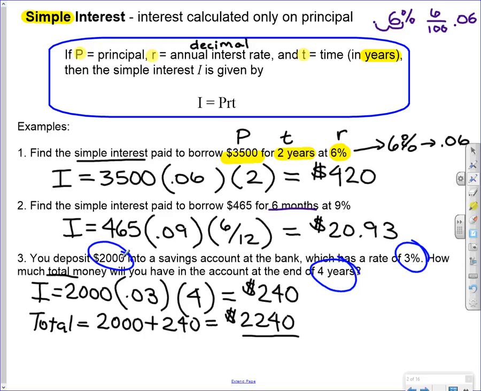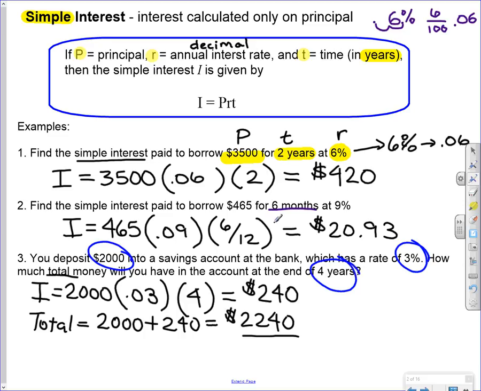You deposit $2,000 into a savings account at the bank, which has a rate of 3%. How much total money will you have in the account at the end of 4 years? All right, one of the tricky things about some of the homework problems in this section is that students just don't read correctly what they're supposed to be answering. So there's two different ways we could ask problems about simple interest. We could want to find out how much interest we earn or interest we have to pay, or we might be trying to find out something like this where we're trying to find the total money that we're going to have in an account after a certain amount of years. So that's going to involve an extra step.